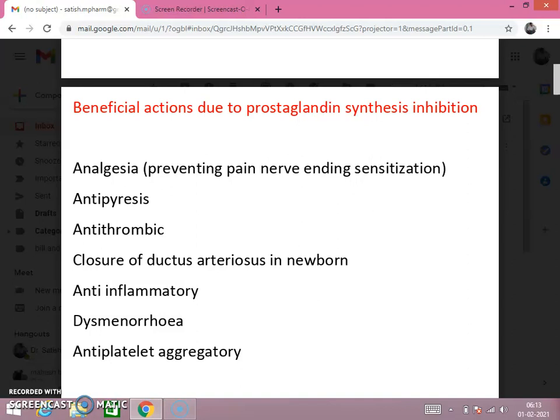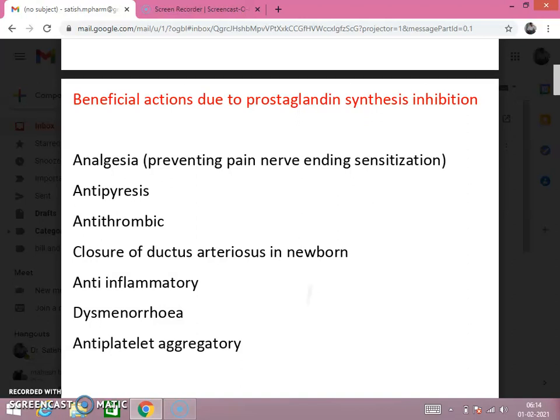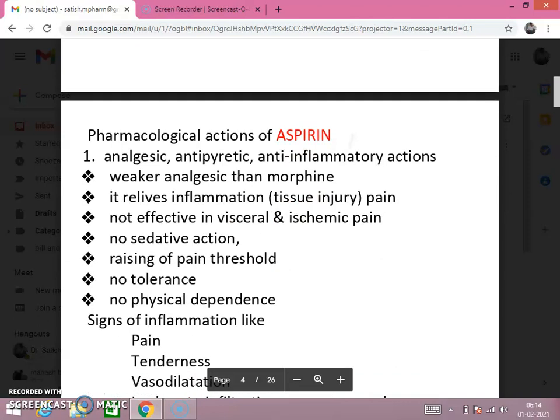The primary advantage, that is analgesia, can be observed because they can prevent the pain due to nerve end sensitization. So thereby complete analgesia can be observed. Additional advantages: this agent possesses an antipyretic response, which can be used in fever. It also has antithrombotic responses. It can be used in closure of ductus arteriosus in newborns. It has the best anti-inflammatory responses, where the swelling in the inflammatory pockets can be reduced. It can also be used in menstrual pain, that is dysmenorrhea, and it has an antiplatelet aggregation property, which can be used as an antiplatelet agent.